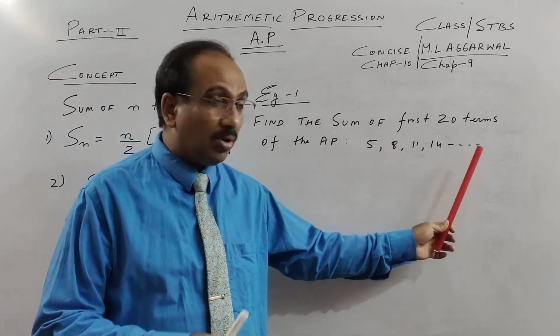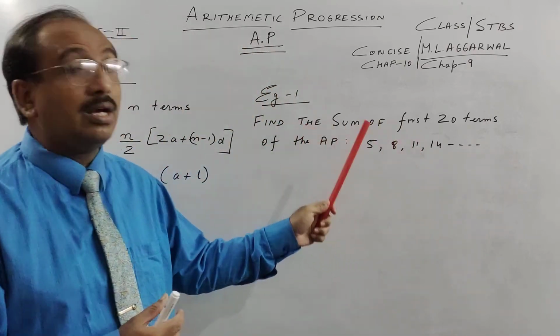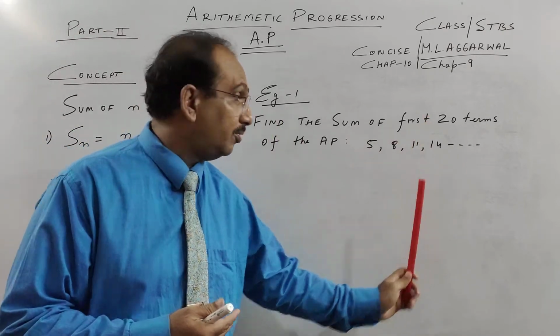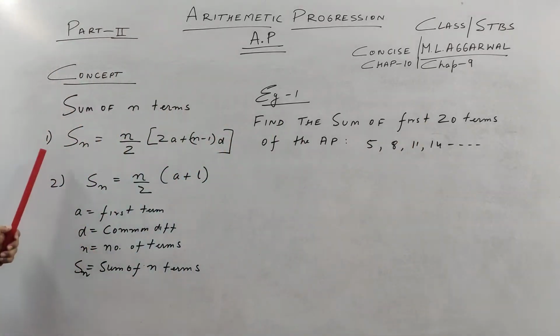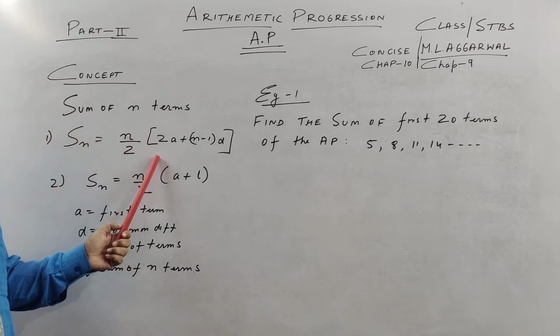Previously we would have got the 20th term, a single term, but here this is the sum of terms, which means we add the first 20 terms of this AP. So there are two formulae, children. Sum of terms derivation, first formula I had shown you in part 1.